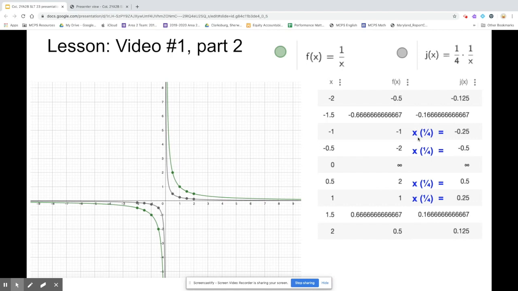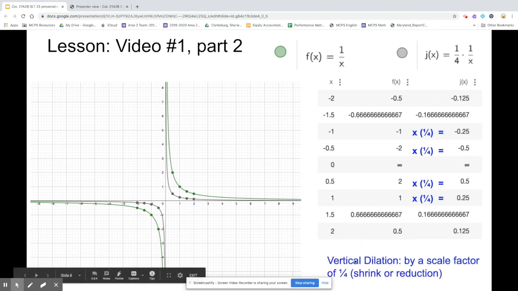Yes, I can see here that I have -1 times 1/4 equals -25 hundredths. And for each of these, I can see that the numbers are being multiplied by 1/4. We call this a vertical dilation by a factor of 1/4. It's a shrink or maybe a reduction.